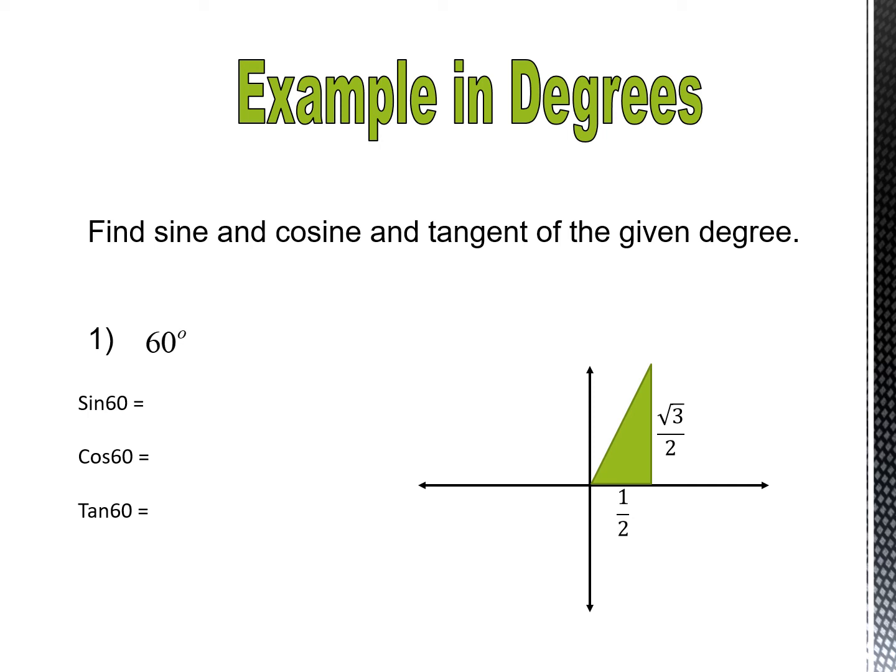Now, to find sine of 60, remember, sine is the opposite side, radical 3 over 2. Cosine is the adjacent side, 1/2. And then tangent was opposite over adjacent. That's radical 3 over 2 divided by 1/2. Remember, to simplify that, you just take the denominator and multiply it to the top using the reciprocal, and then simplifying it to get radical 3.